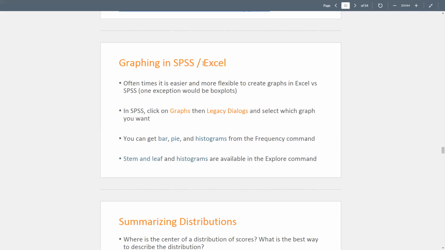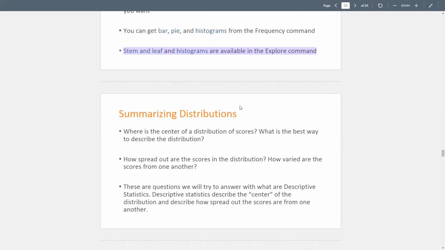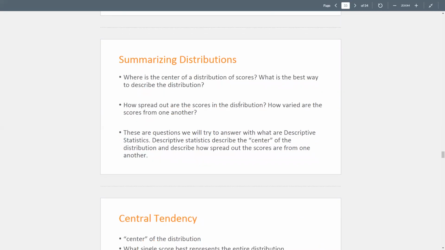But if I really want to present something in a research report to a client, I would typically use Excel because it can make graphs a lot more visually pleasing than you can do in SPSS. In SPSS, you go to Graphs, Legacy Dialogs, and you can select bar chart or histogram. You can get a histogram from the frequency command, and I have a video that walks through how to do some of those. The explore command gives you the stem-and-leaf and a histogram plot. So, you can check those out and see.